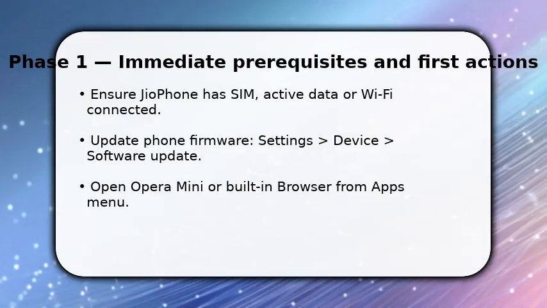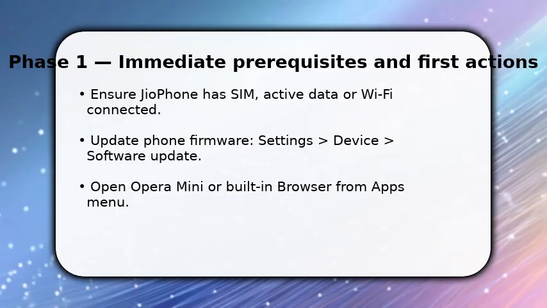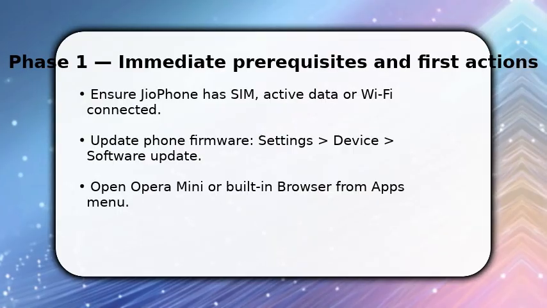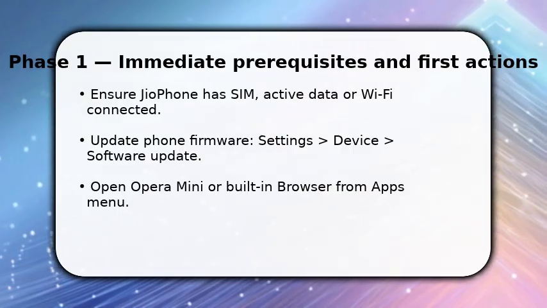You start by checking connectivity and updates. Make sure your Jio phone has an active SIM or Wi-Fi and the latest firmware. Once done, open Opera Mini or the built-in browser from apps.